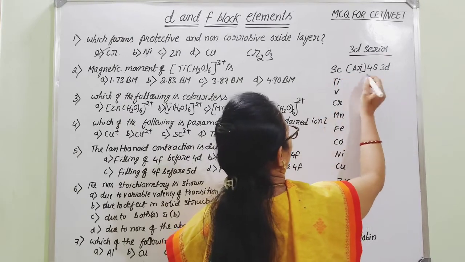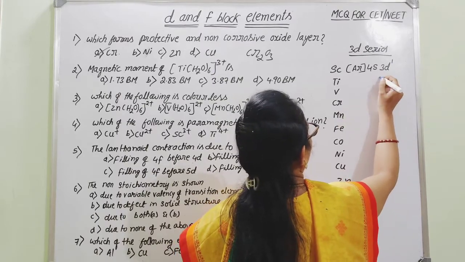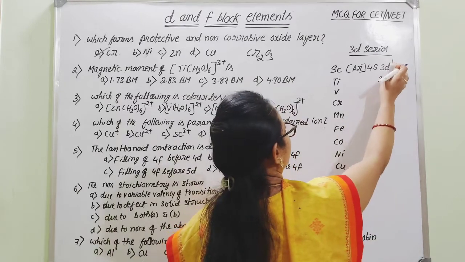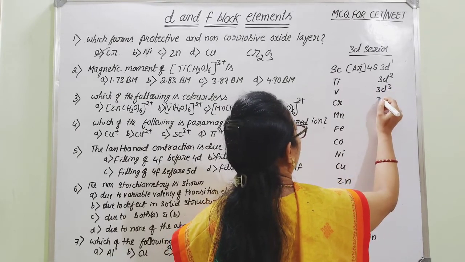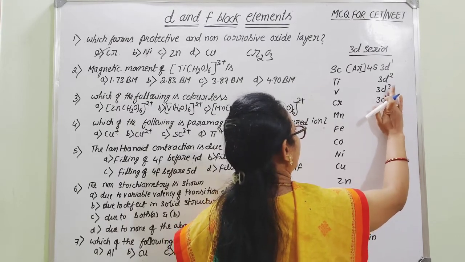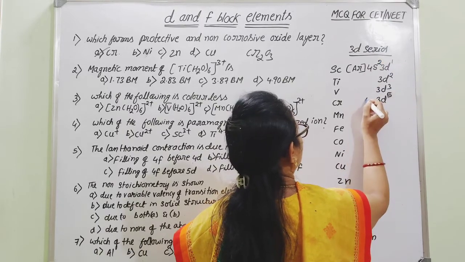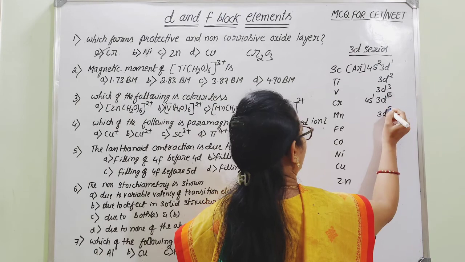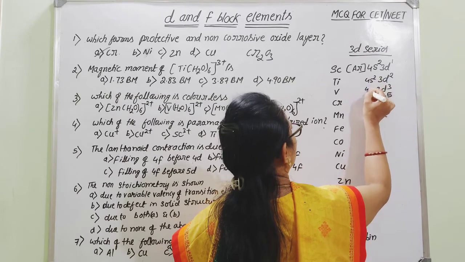We can start from scandium, 3d1. Then titanium 3d2. You can easily remember the numbers from 1 to 10. So 3d1, then titanium 3d2, vanadium 3d3, chromium 3d4, but in spite of writing 3d4, it will be having 3d5, with 4s1. Here we can consider it is 4s2, but in this exceptional case it is 4s1. Then manganese also 3d5, but it is 4s2. And the remaining also have 4s2.